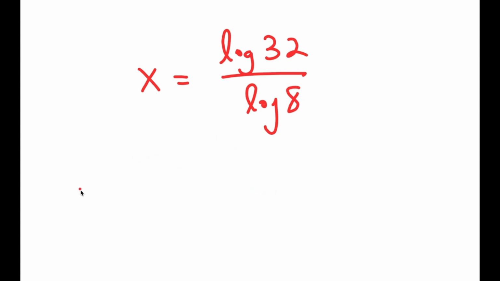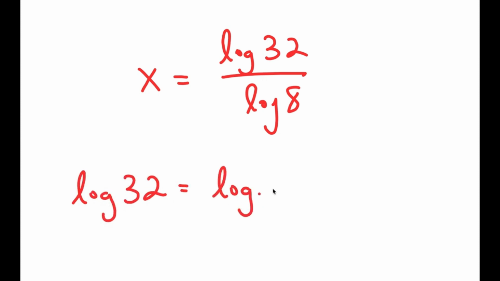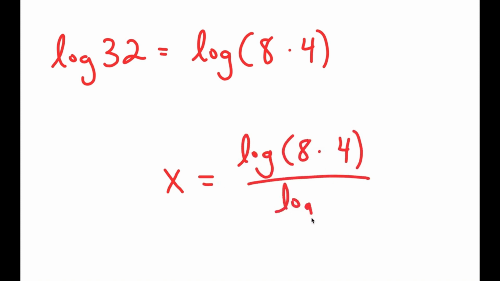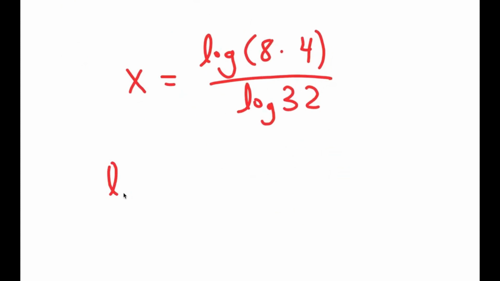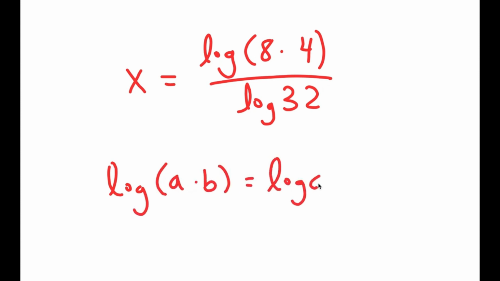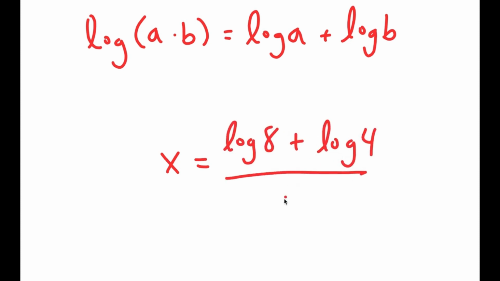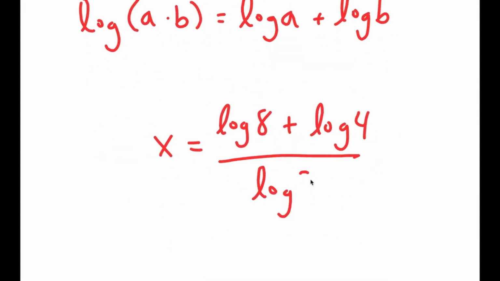Now, log of 32 is the same thing as log of 8 times 4. So I get log of 8 times 4 over log of 32. And if I have something in the form log of a times b, this is equal to log a plus log b. So in this case, this is going to equal log of 8 plus log of 4, and I have this over log of 32.